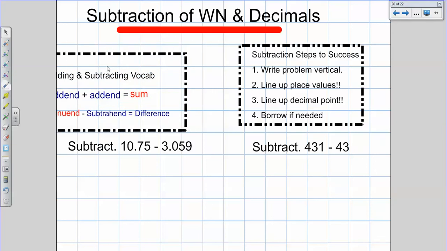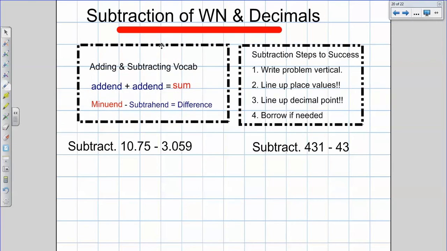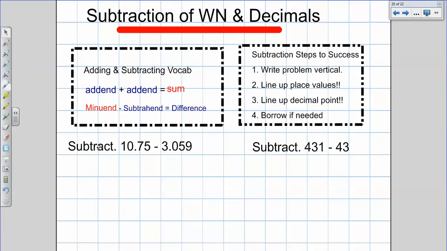Hi friends! Today we're going to be looking at subtracting whole numbers and decimals. So again, probably decimals is going to be the most complicated because we've got to line up our place values and decimal points and then carry and borrow.